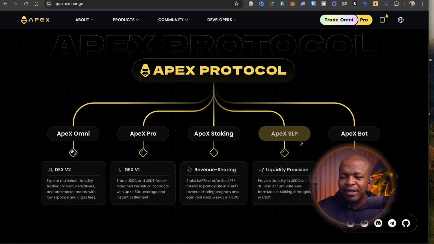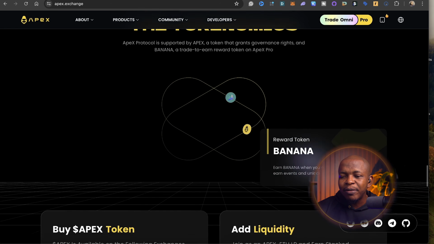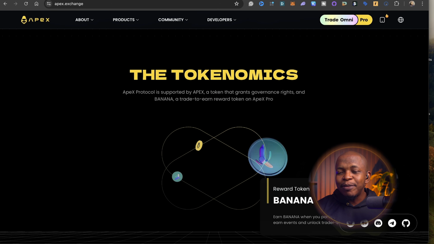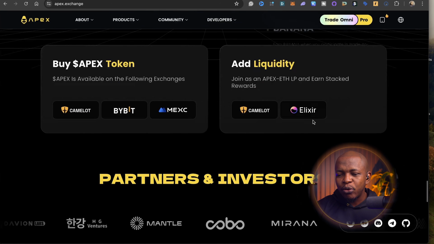Then you have Apex SLP. This is where you can provide liquidity to also earn liquidity rewards. They also have the Apex bot on Telegram. You can go ahead and read about their tokenomics. The Apex token grants you governance rights, and Banana is a trade-to-earn reward token on Apex Pro.